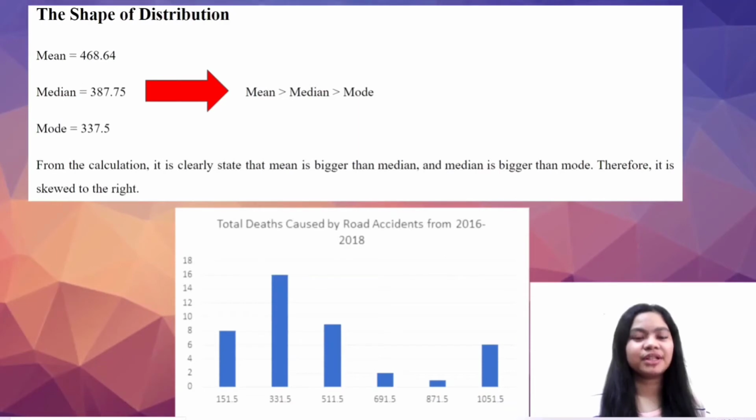And for the shape of distribution of the total deaths caused by road accidents, we can conclude that the mean is bigger than the median and is bigger than the mode. Therefore, it is skewed to the right, as shown below.